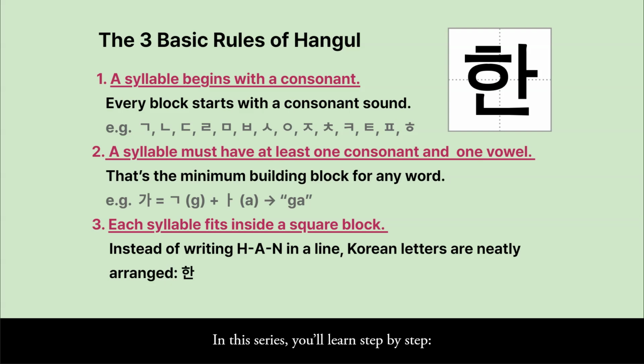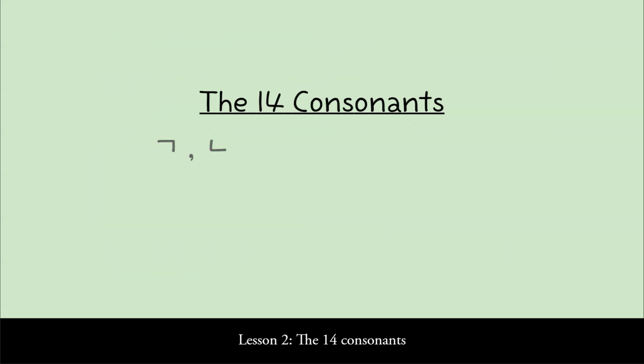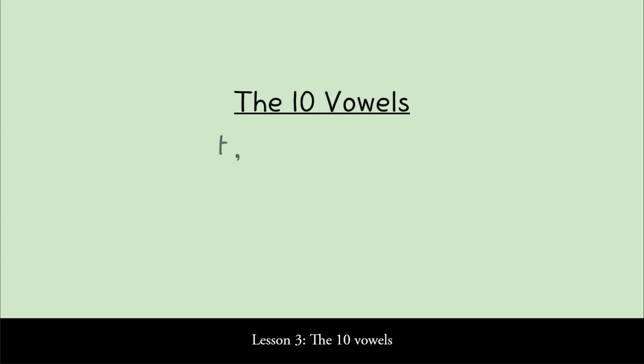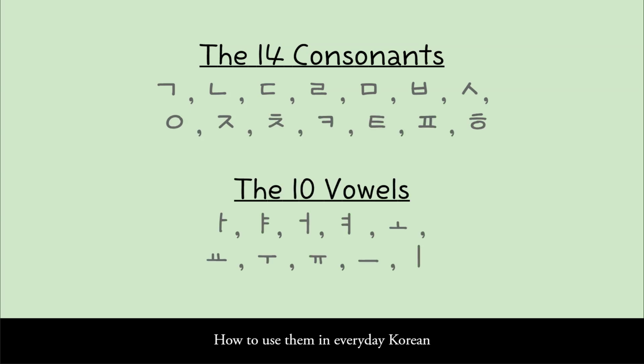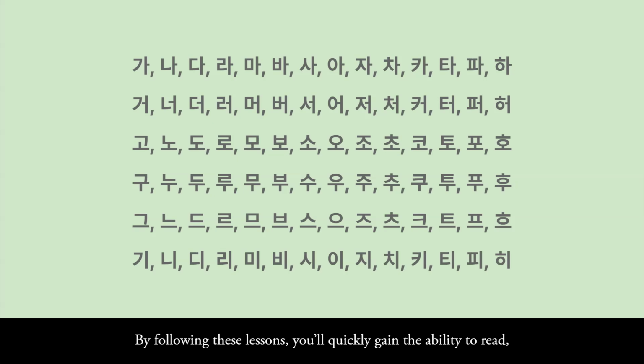In this series, you'll learn step by step. Lesson 2: the 14 consonants. Lesson 3: the 10 vowels. How to combine them into syllables and read real words. How to use them in everyday Korean. By following these lessons, you'll quickly gain the ability to read, write, and even recognize Korean words in daily life.